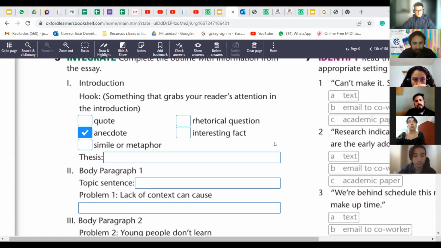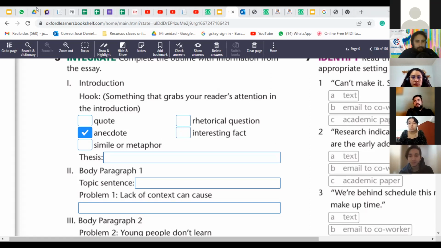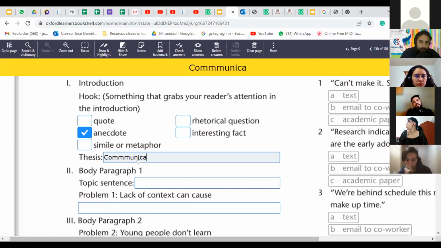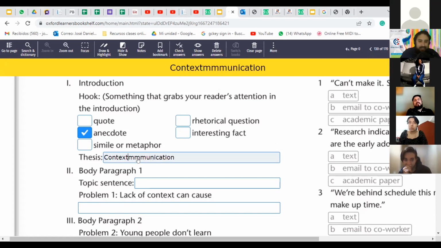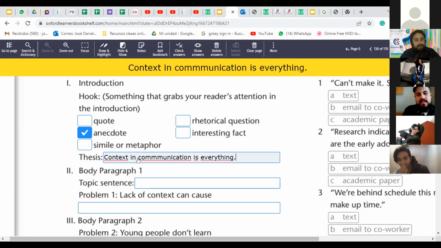Important question. What would you say was the thesis statement of the whole essay? For instance, Camila, Catherine, and Laura Lisette. Maybe, I don't know, Catherine. What did you ladies think was the thesis of the essay? Where it says that communication is important. I don't remember actually. I think it was context. Context in communication is everything. And that's it.